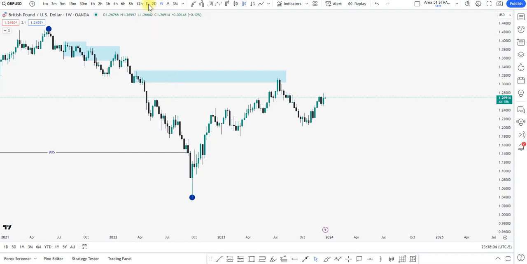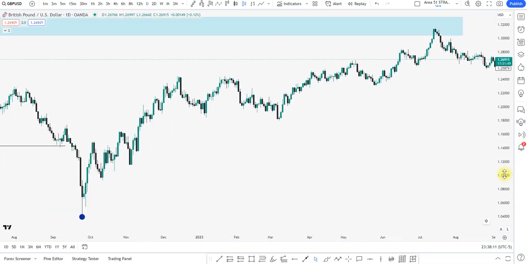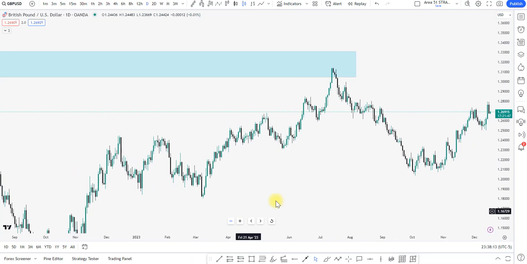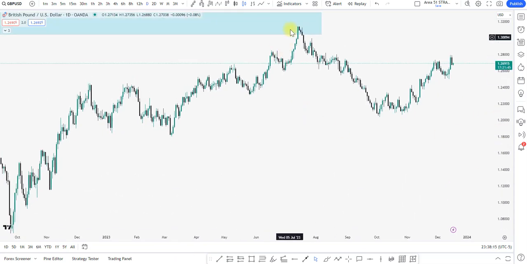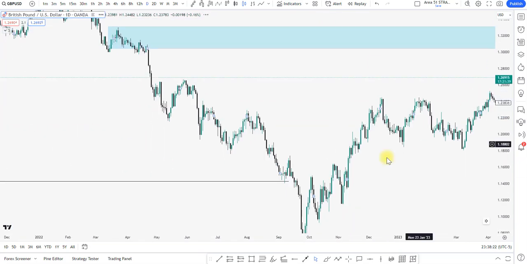Now we're going to go to the daily time frame, and the reason why we go to the daily time frame is because we want to find out what's happening after the tap on this area of order flow. What we can also do is refine this zone.